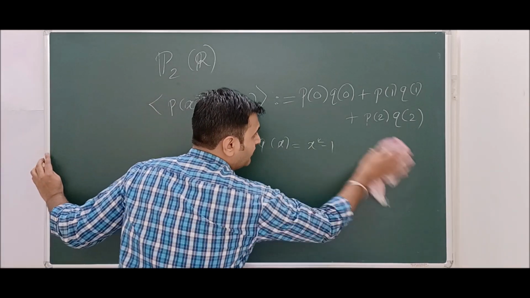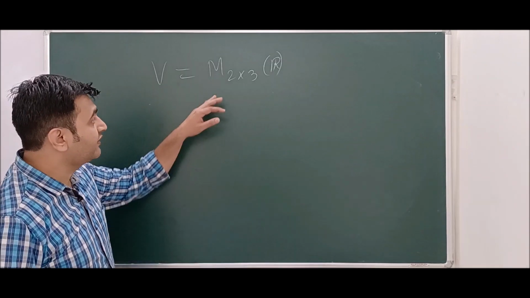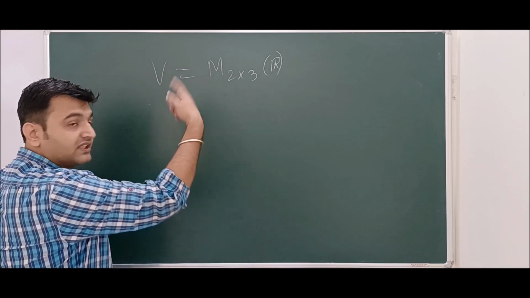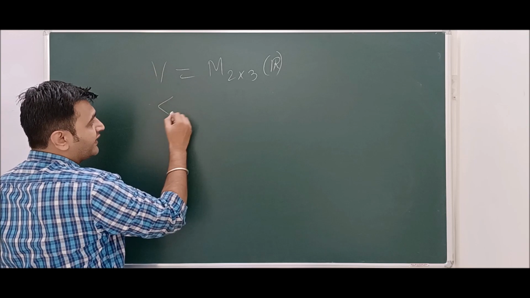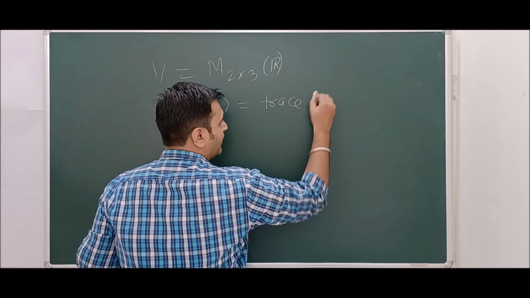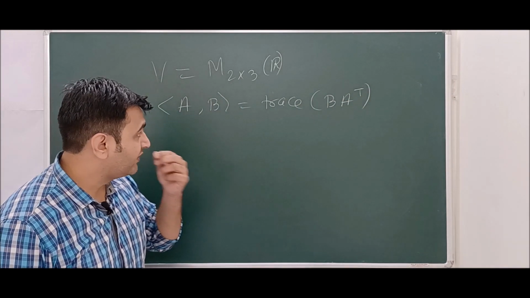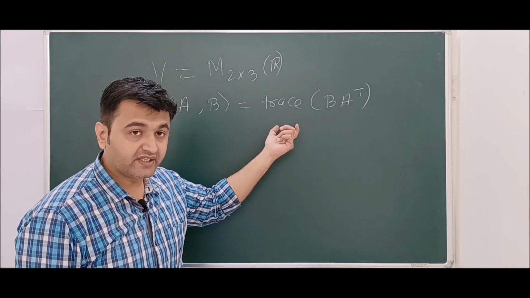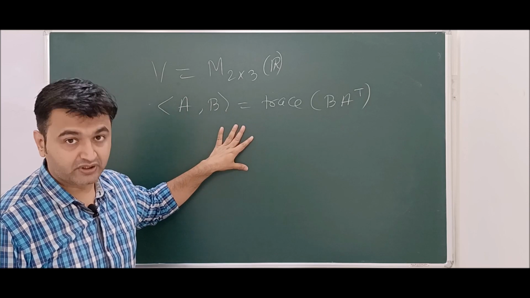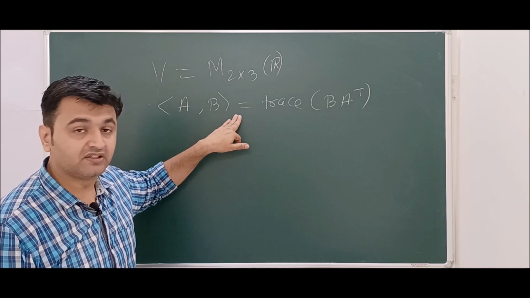Let's see one more example. Instead of polynomial space, now let's take matrix space. Now let V be the set of all 2 by 3 matrices with real entries. Okay, we know that this forms a vector space, and let me define the inner product between any two matrices as trace of B A transpose. You take the transpose of A and you multiply it by B, and you take the trace. Trace is nothing but the sum of the diagonal entries. Then this forms an inner product on the set of matrices. Therefore, this is an inner product space with respect to this inner product.